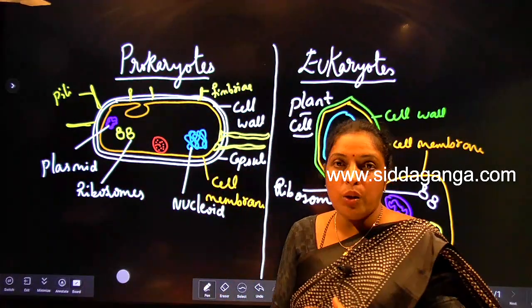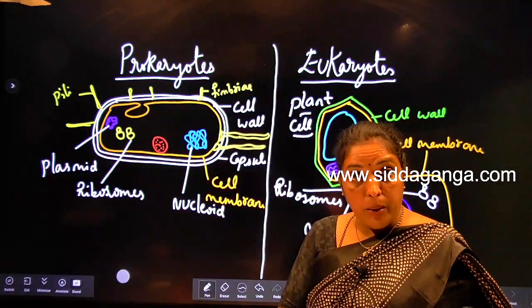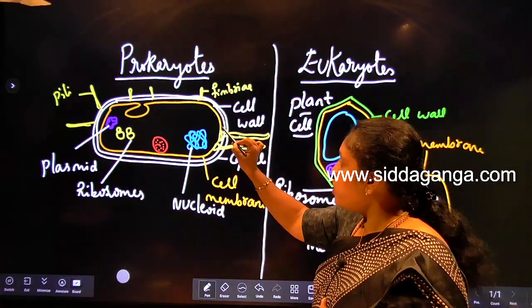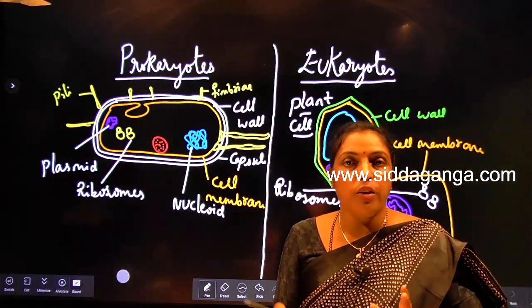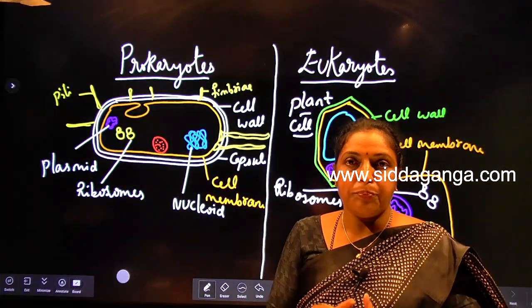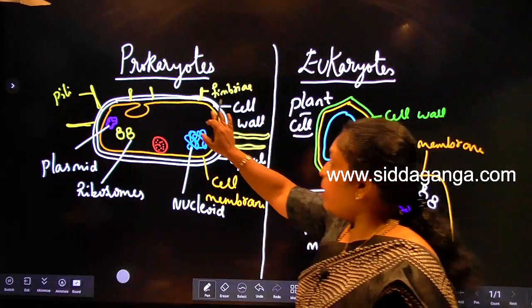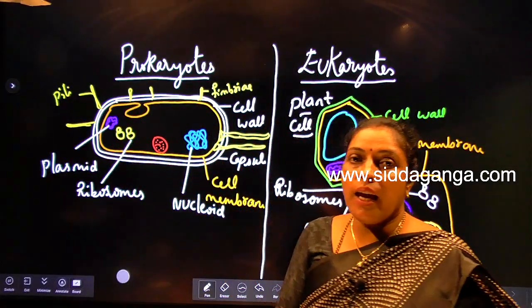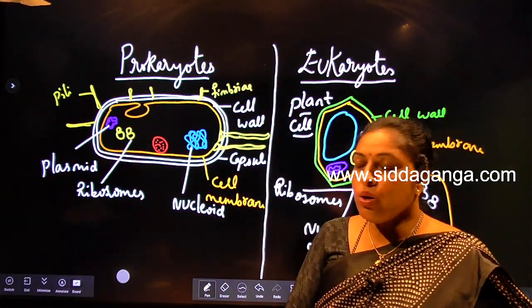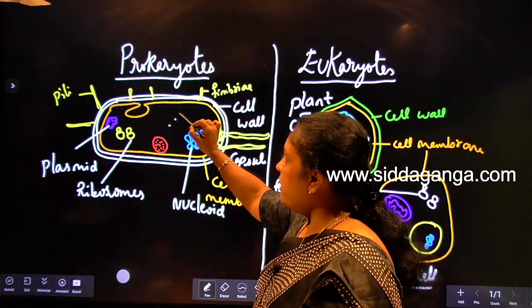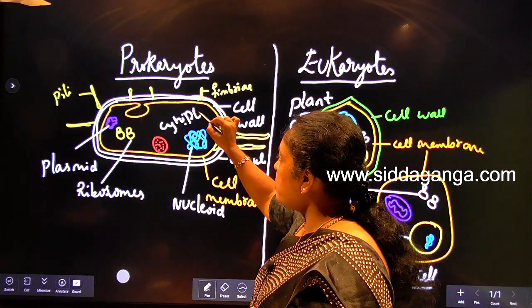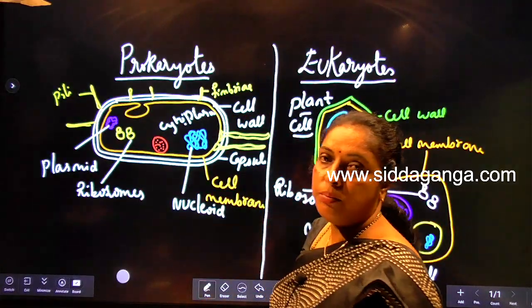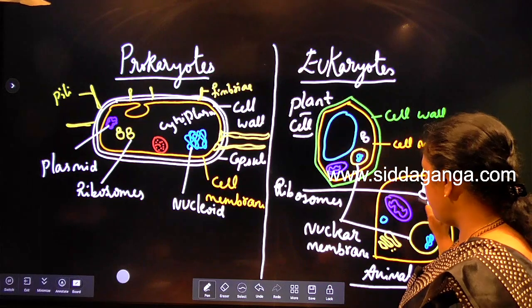In the next class we will study the function of the cell membrane. Cell membrane structure in prokaryotes and eukaryotes remains the same. Even the function remains the same. Inside that in prokaryotes, we see a semi-fluid structure called cytoplasm. Here also the cytoplasm is present.